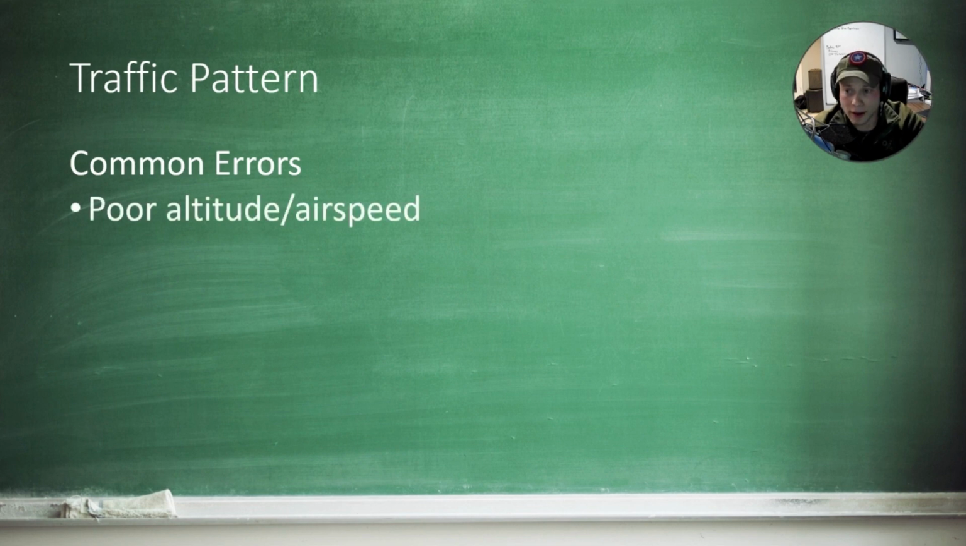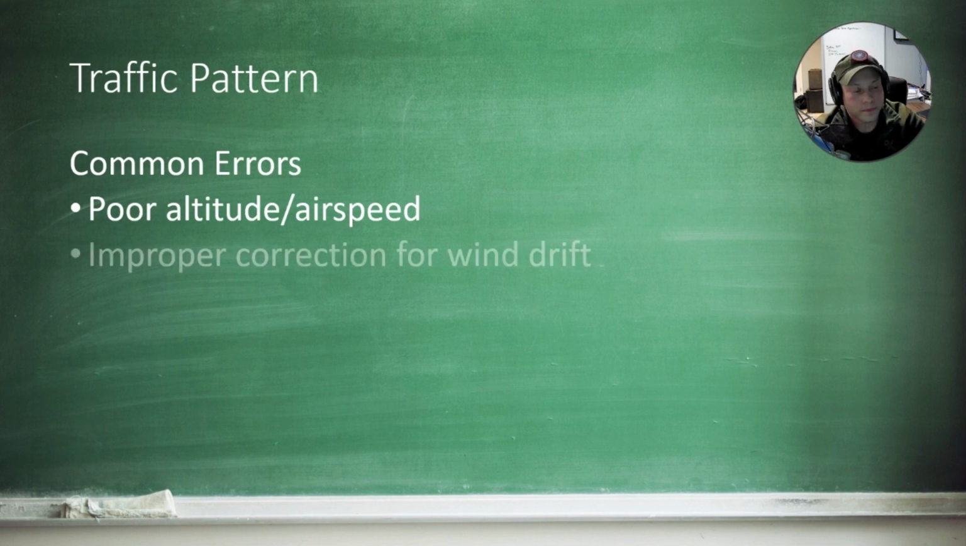So some common errors with the traffic pattern are poor altitude and/or poor airspeed, or inability to maintain proper altitude or airspeed. So when you are flying the pattern, nail that 1,000 feet. Nail your airspeed, 95 knots, 85 knots, whatever it is. Another error is improper correction for wind drift.